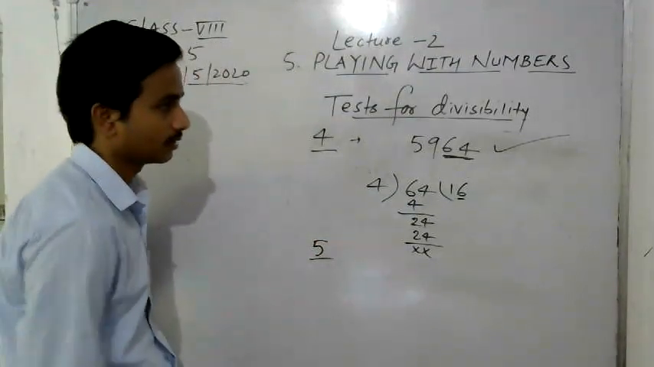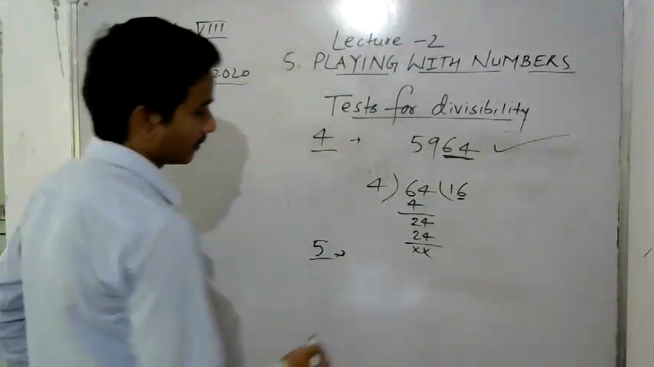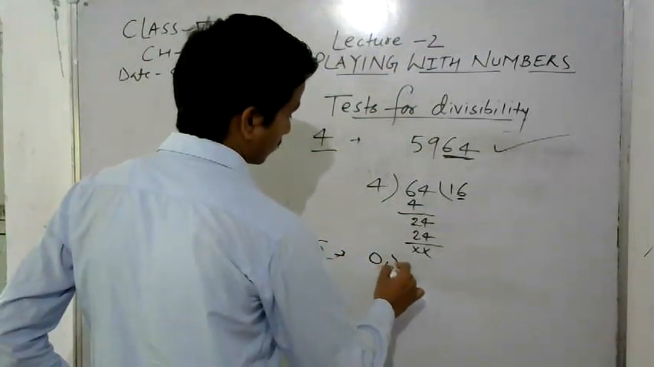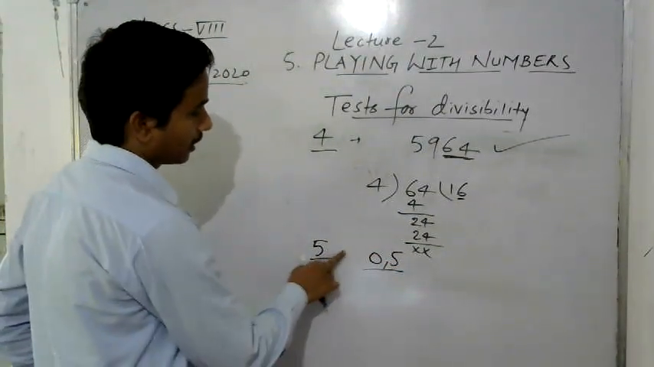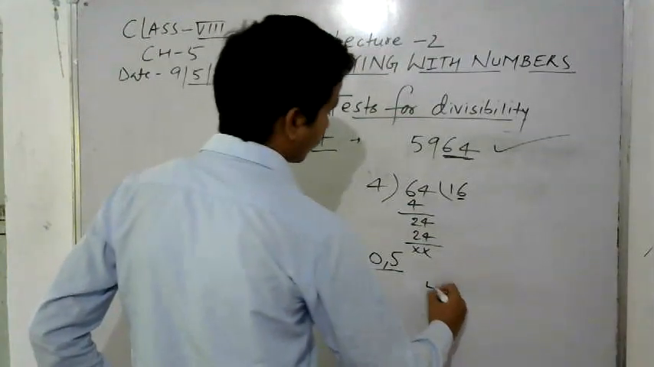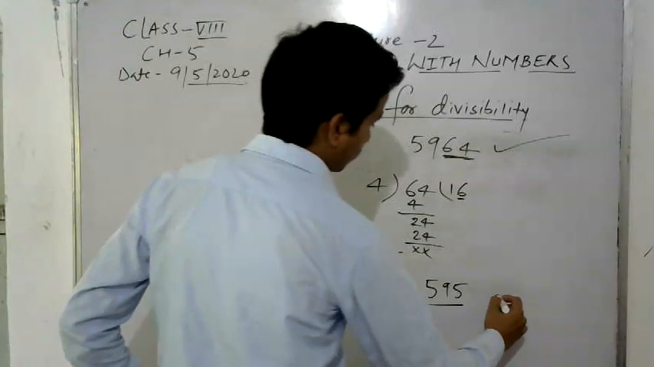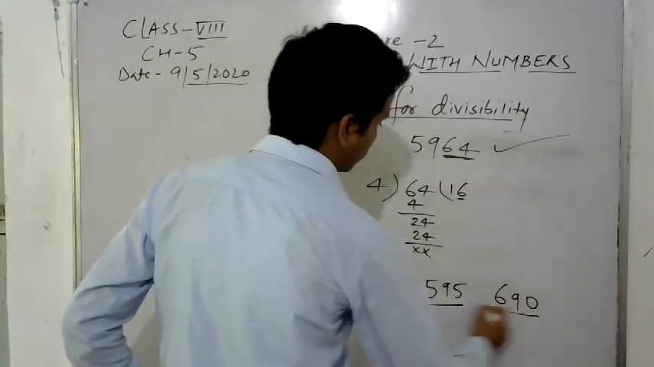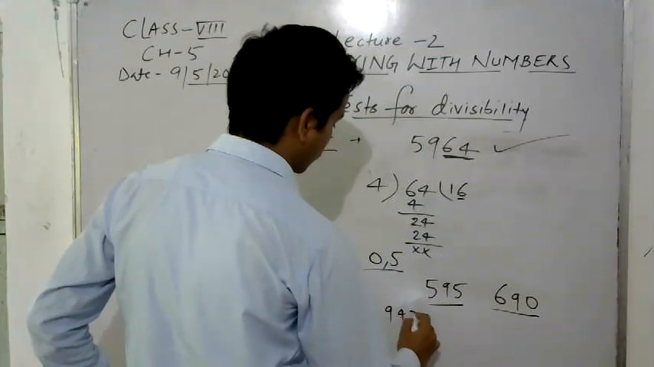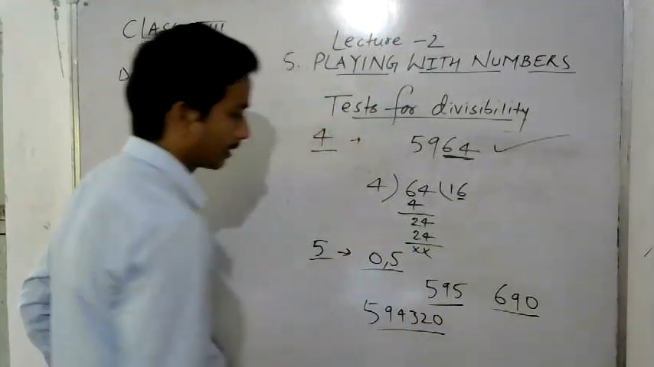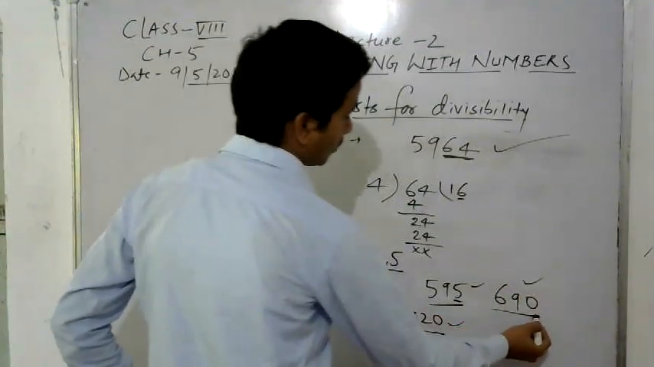Now it's the turn for 5. How can we check whether a number is divisible by 5 or not? If the last digit of a number is 0 or 5, then we can easily say that the number is divisible by 5. For example, 595, 690, 594,320. All these numbers are divisible by 5 because they end with either 5 or 0.